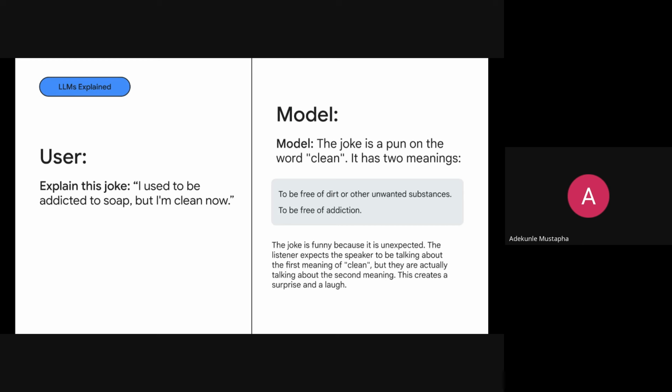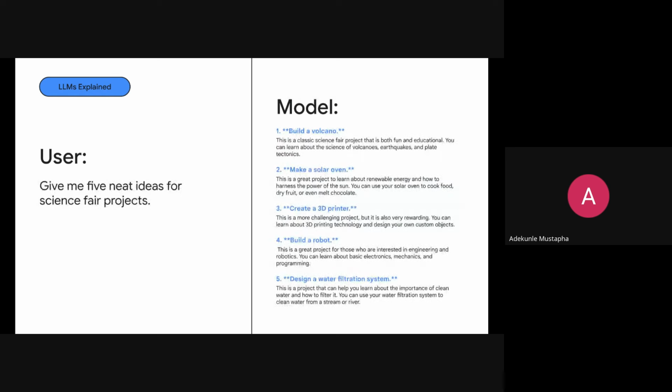If you see the example used here: "I used to be addicted to soap, but I'm clean now." The LLM is able to understand that this is a joke. It does not just take the literal meaning of soap as cleaning something. It's able to understand that this could mean I was addicted and I'm now free of addiction. It seems like an idiom. It's able to understand joke and humor, and also explain it to the prompter.